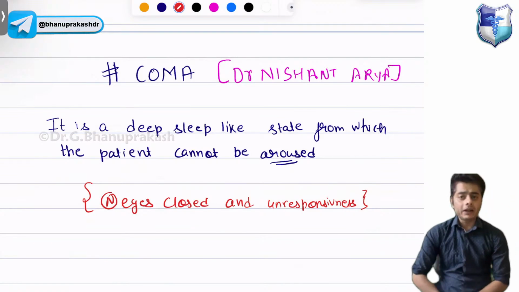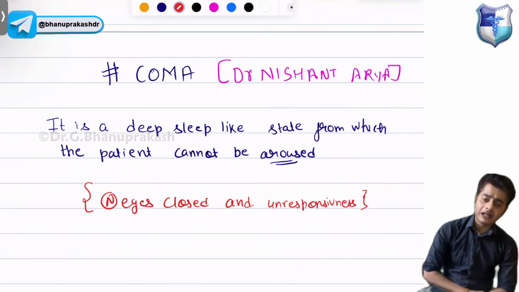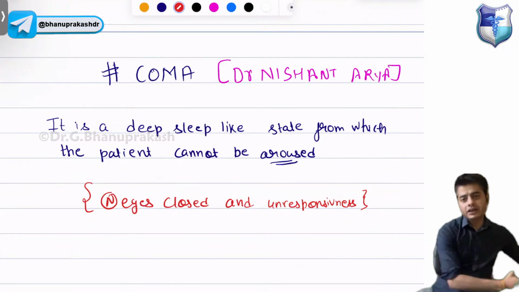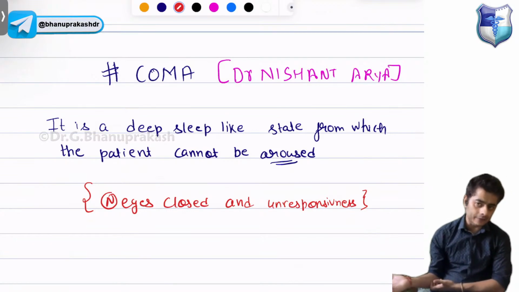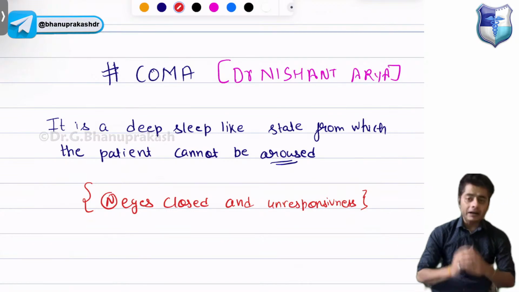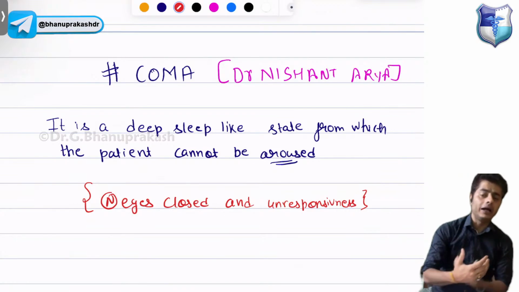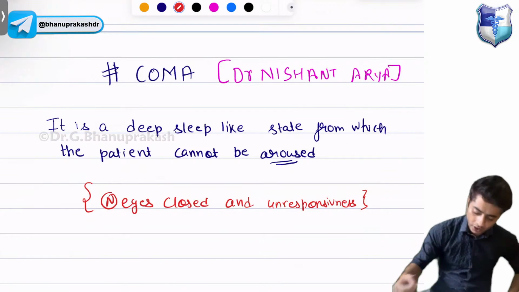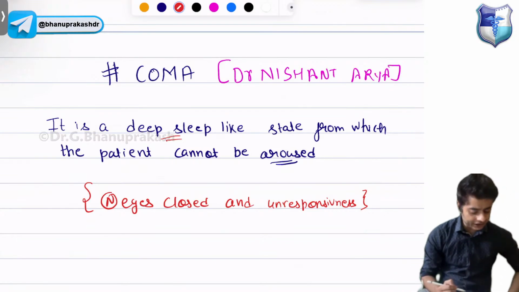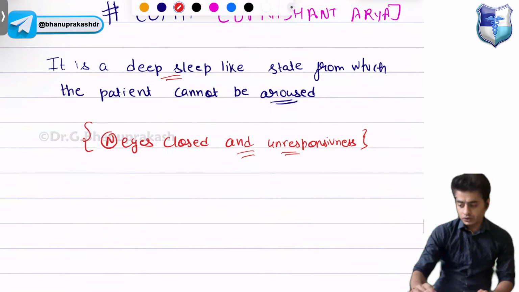Yeah, Deepika, it can be in autoimmune disorder also. If there is a patient of multiple sclerosis and you are not treating him properly, eventually in the course of time he will land into coma. If a patient of autoimmune encephalitis is there, that patient can also land into coma. But these autoimmune conditions which lead to coma can be reversible also if you treat them properly. So it is a deep sleep-like state from which the patient cannot be aroused, with eyes normally closed and unresponsiveness.